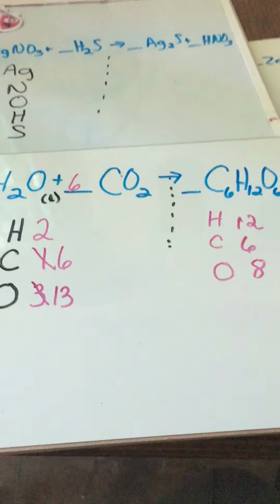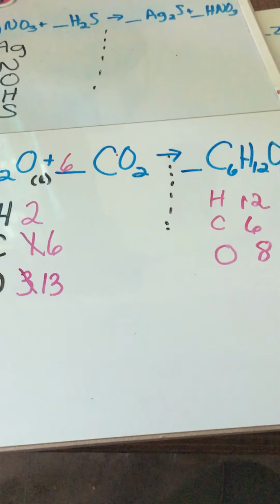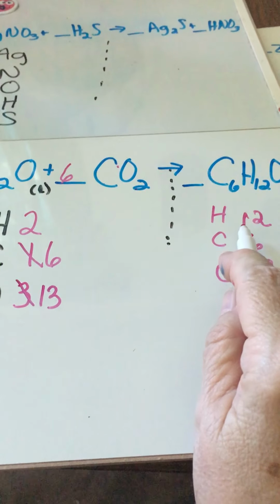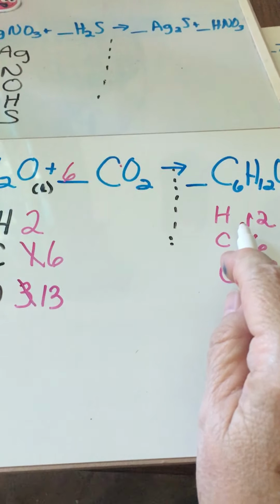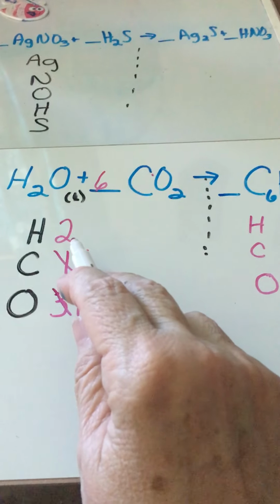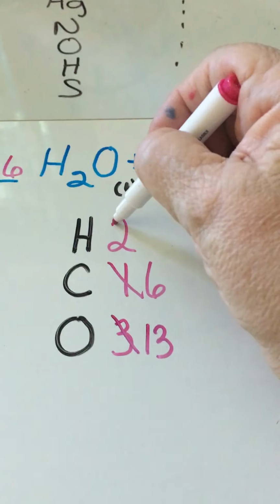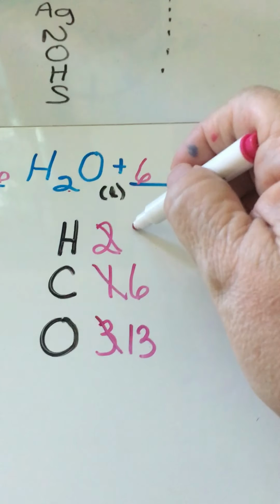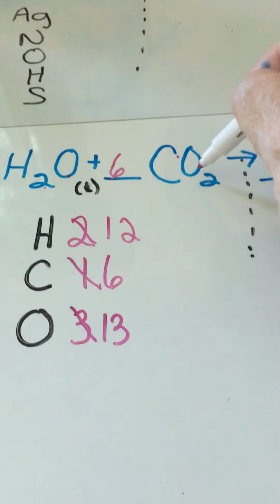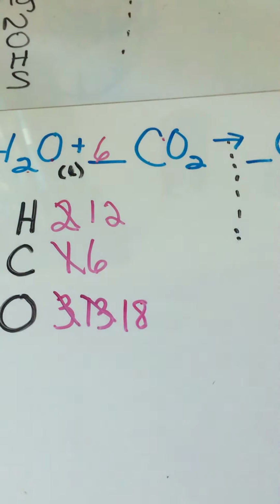All right. Now I don't want to deal with 13 and 8 oxygen right now. So I'm going to notice that this and this have a common multiple of 6. So I am going to go over here and multiply this by 6 and recount. Now I have 12, I have 6 oxygen plus 12 oxygen, 6 plus 12 is 18.